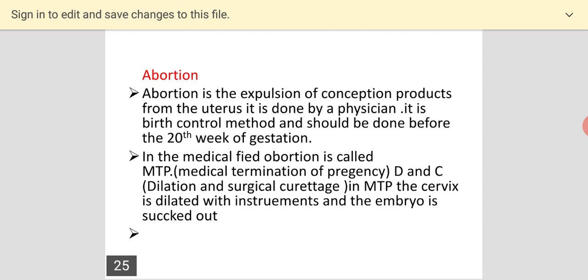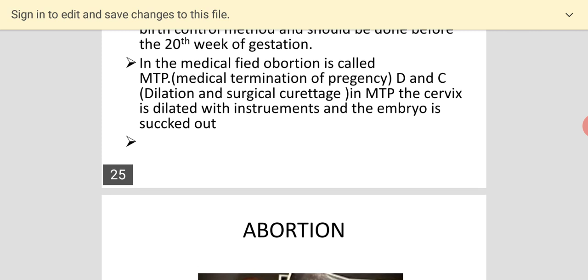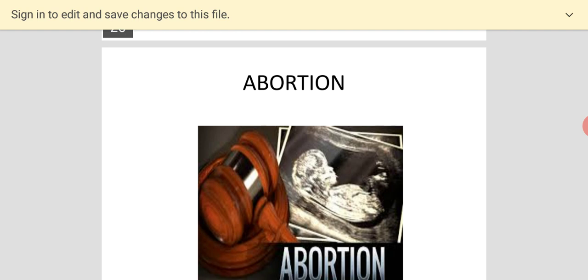D and C, that is dilation and surgical curettage. In MTP, the cervix is dilated with an instrument and the embryo is sucked out. This is what is called MTP, medical termination of pregnancy. That is the last method of prevention of pregnancy, what is called abortion.